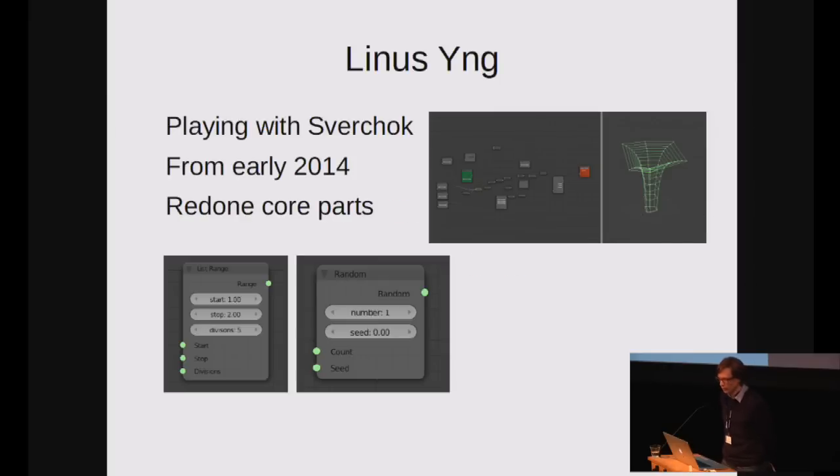I started in early 2014. I did these two nodes that you can see down to the left first, a simple thing to get a series of floating values. And I added the seed setting to the random to make it actually useful in the design context, because before it was continuously updating.